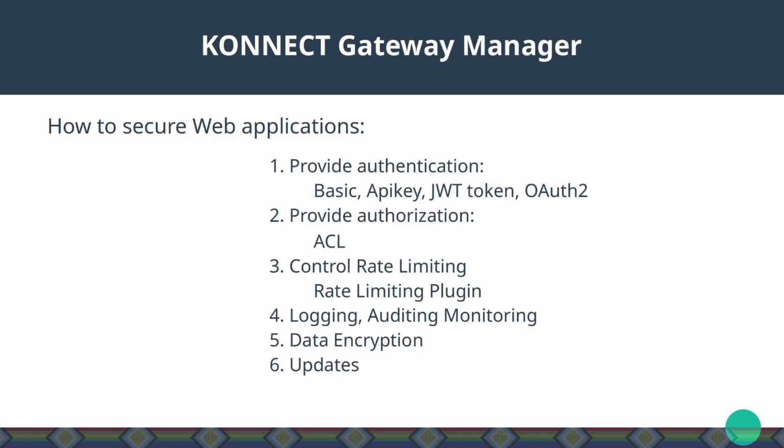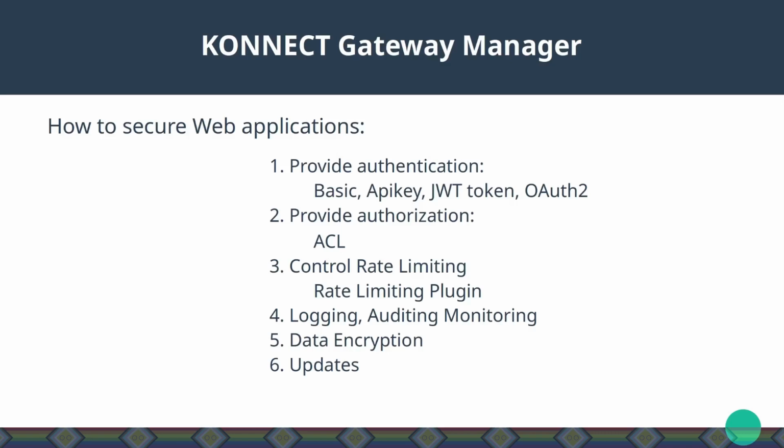Number 5, we have data encryption. If we are communicating with our website in a public domain via the internet, we want to make sure that the data is encrypted and that there is no way, or at least we make it very difficult, for a hacker to eavesdrop on what we are sending. And finally, number 6, we need to make sure that our API gateway is constantly updated, and that is something that we can also do with our Kong KONNECT.